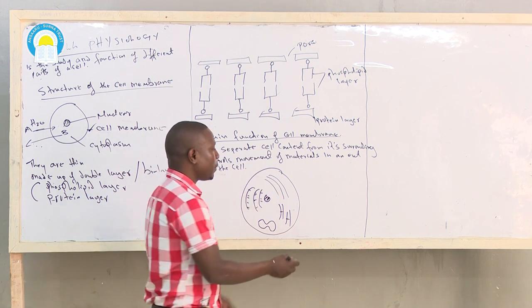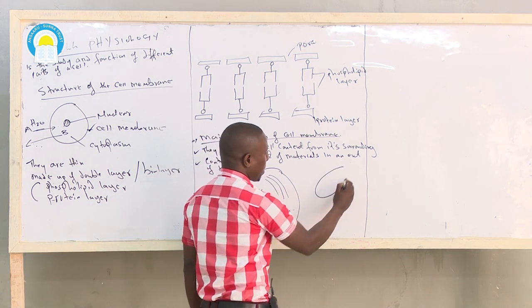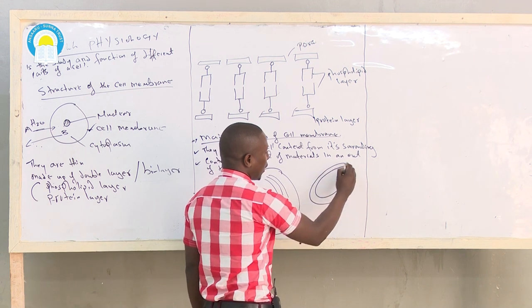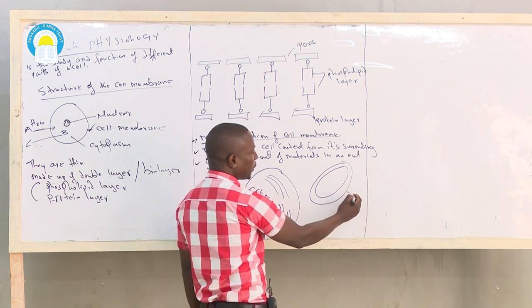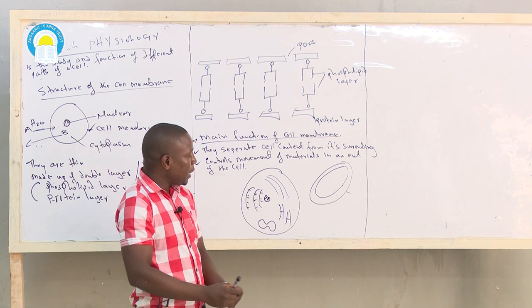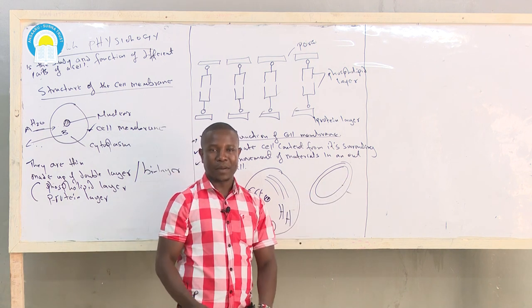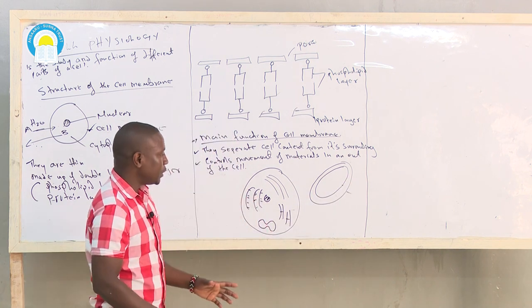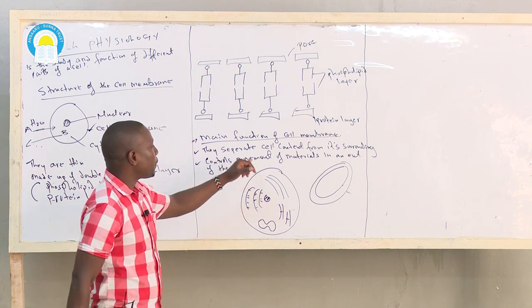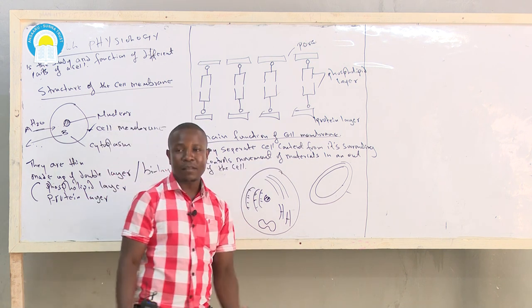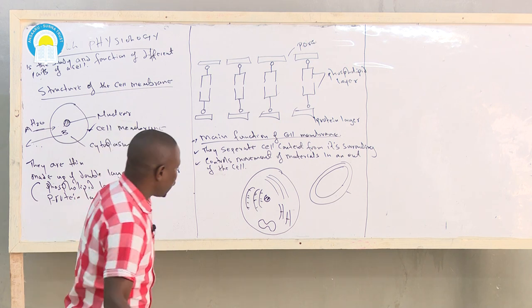And chloroplast is made up of a double membrane. It's made up of an outer membrane and an inner membrane. The inner membrane is what we call the cell membrane. And the function of this cell membrane, you are being told here, is that they separate the cell content from its surrounding. For an example, I'll show you another diagram.